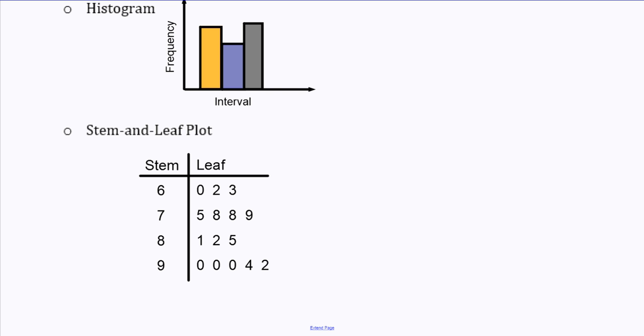The one thing we want to make sure that we remember about the stem and leaf plot, that's kind of easy to forget, is make sure that you always write in a key. So that we can explain what each data point means. So the 6 on the left and the 0 on the right means the number 60.